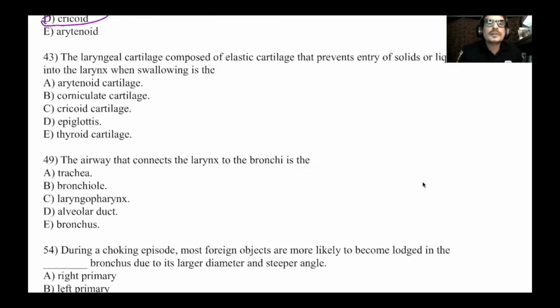The laryngeal cartilage composed of elastic cartilage that prevents entry of solids or liquids into the pharynx when swallowing is D, epiglottis. Good. So epiglottis is what prevents it. All right. So next question. Let's see. Let's do Luisa Castillo.